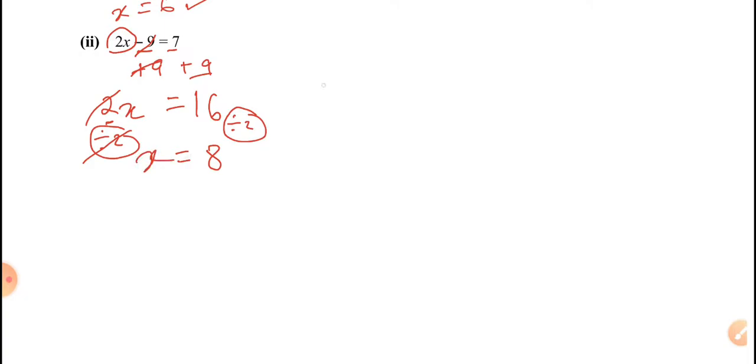So let's check if we got it right. So the question started off as 2x minus 9 is equal to 7. So we think x is 8. So we do 2 times 8, take away 9 is equal to 7. So what's 2 times 8?